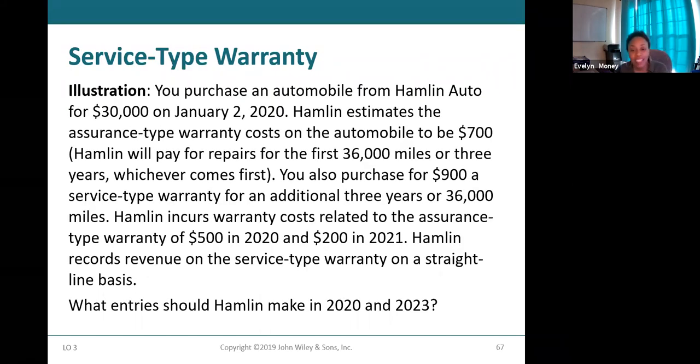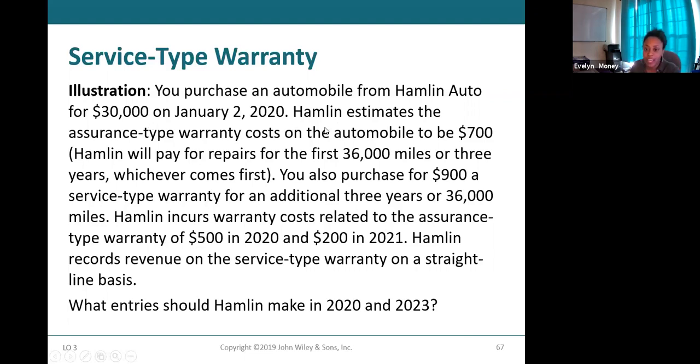I like this example because it includes both an assurance type warranty and a service type warranty. So in this example, let's assume that we purchase an automobile from Hamlin Auto, but we are not doing the entries for ourselves. We're doing the entries for Hamlin Auto. So keep that in mind. Yes, you bought a car, but you're not doing the entries for yourself. You're doing the entries for Hamlin.